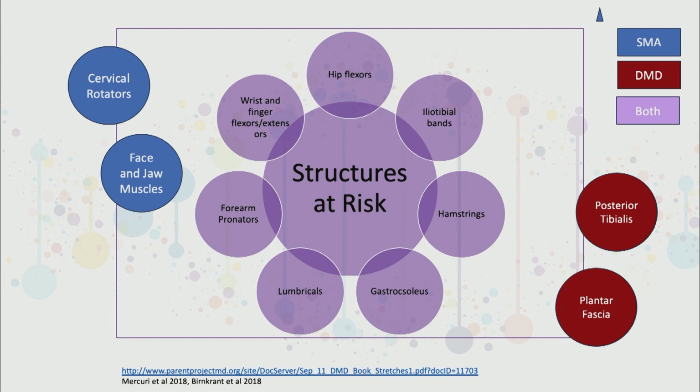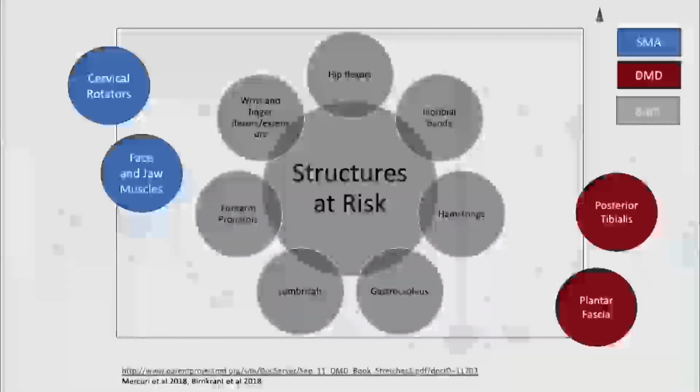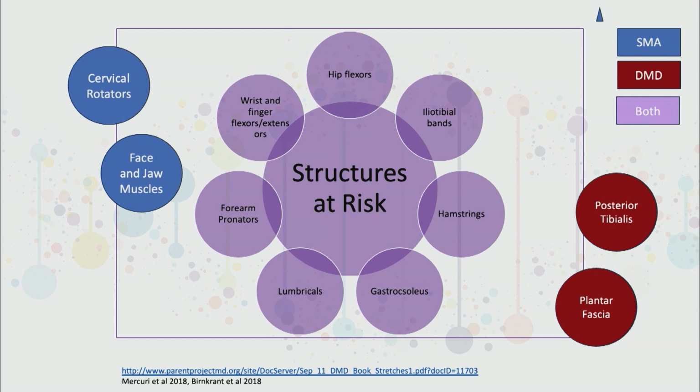But as we move into that, we want to be mindful of the specific structures that are at risk for contracture development. And there's, again, a lot of overlaps between diagnoses for both of these. We see the gastrocs, hamstrings, IT bands, hip flexors, forearm pronators, wrist and finger flexors and extensors, and lumbricals are all affected in both diagnoses. And then we see the SMA looks a little bit more into cervical rotators and face and jaw muscles. And DMD has a little bit more attention to the posterior tib and the plantar fascia.